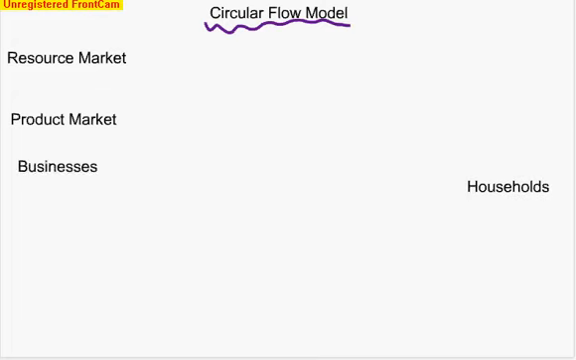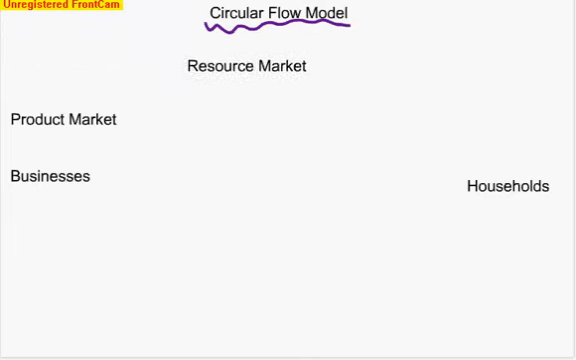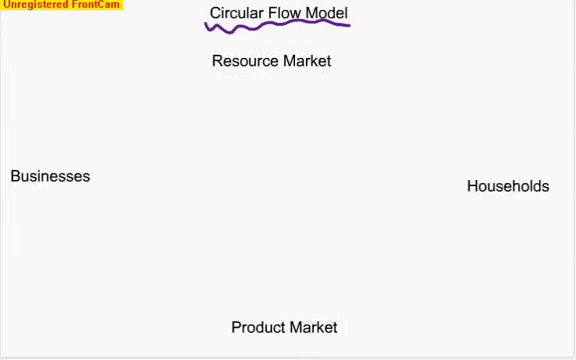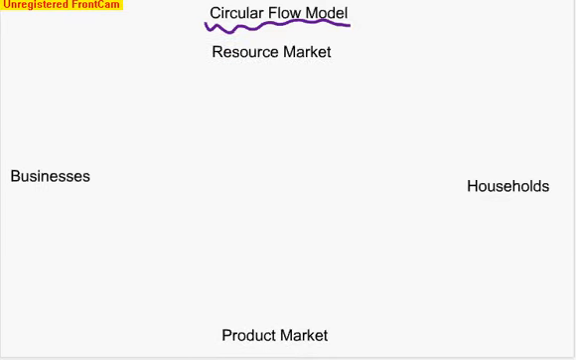Okay, so today we're going to be talking about the circular flow model. This model is an easy way for us to understand our market economy's decision makers and major markets. There are two major decision makers in our market economy, households and businesses. There are also two major markets, the resource market and the product market, where, as the name implies, resources and products are bought and sold.